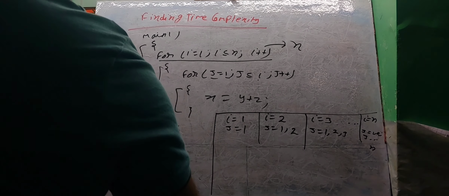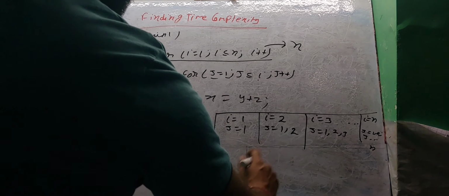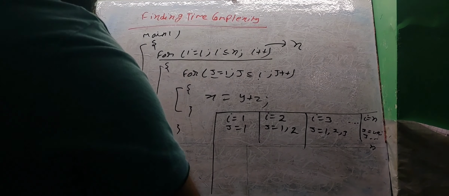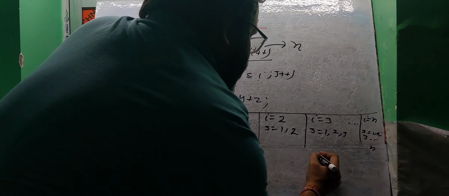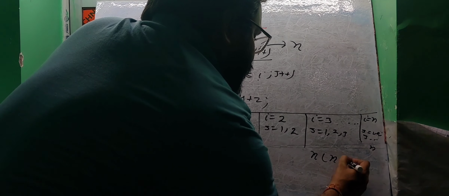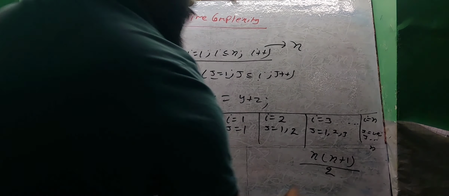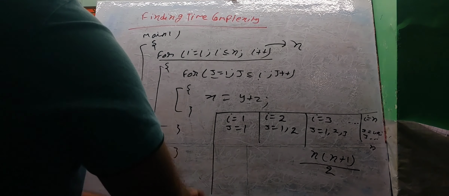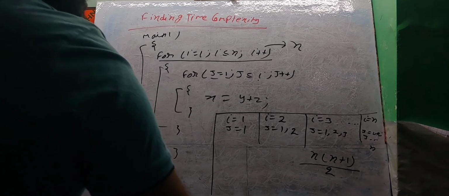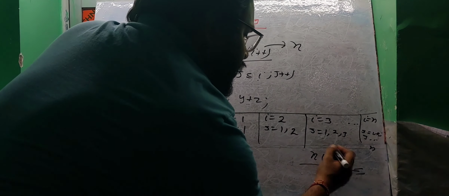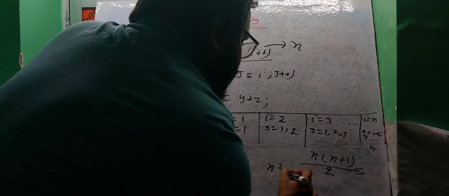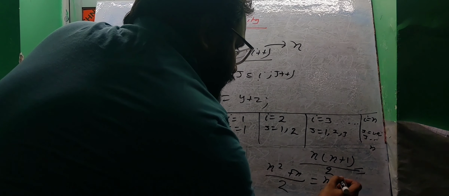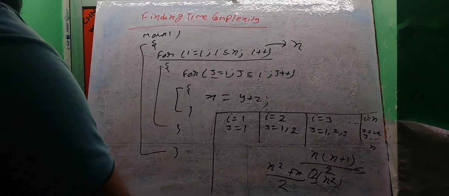Now we need to add all of them. So it is starting from 1 and going till n. Time complexity will be n into n plus 1 by 2, because this is the sum of n natural numbers. Okay, then time complexity will be n square plus n by 2, or we can take the leading term, that is n square. So time complexity will be n square.